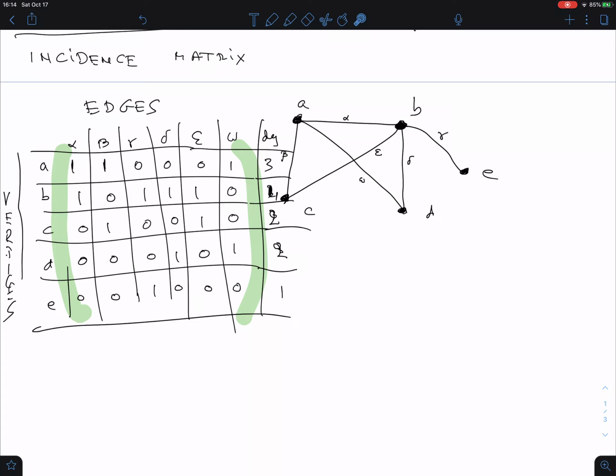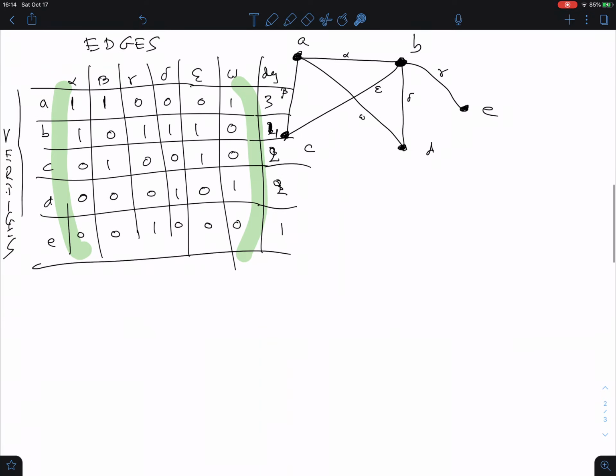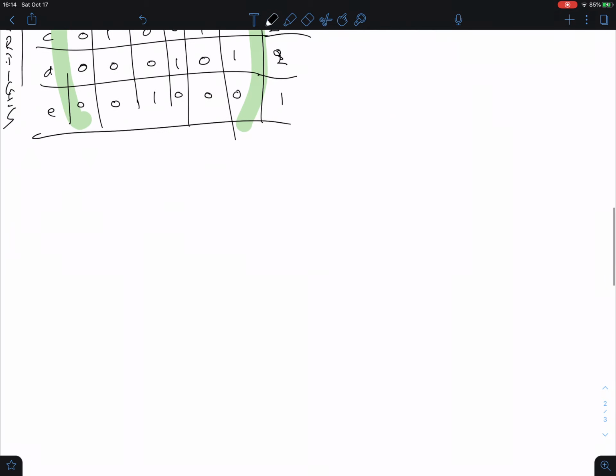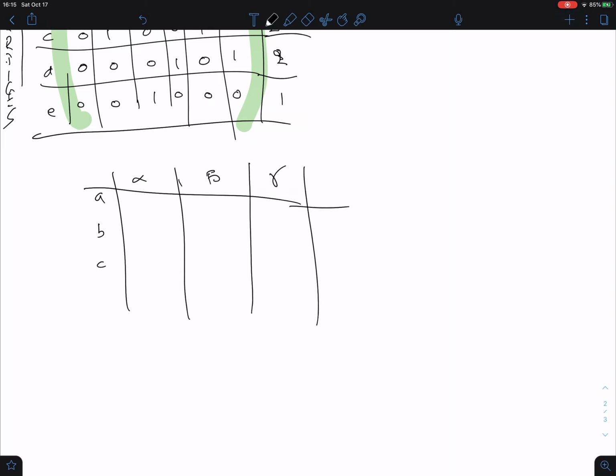A good practice then is, if I give you, let's see, let's make an incidence matrix. I'm going to do it a little bit shorter. Let's say 3, and I have alpha, beta, gamma, and delta.